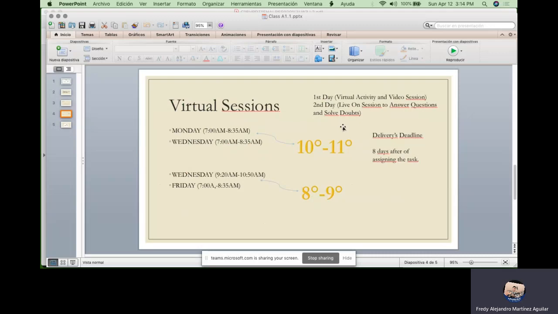Hey, how are you? And how are you going with this activity? Do you have any problem? Do you have any kind of question? Do you have any kind of difficulty? Tell me. So remember, 10th and 11th graders are going to be on Monday from 7 a.m. until 8:35 a.m., and on Wednesdays, 7 a.m. until 8:35 a.m. So the first day, the virtual activity, today is going to be Monday in the case of 10th and 11th graders, 7 until 8:35.